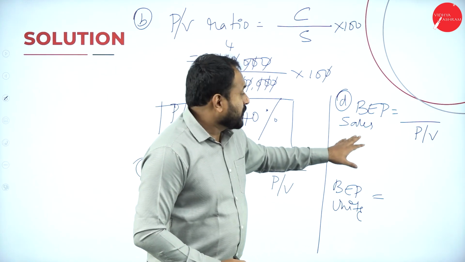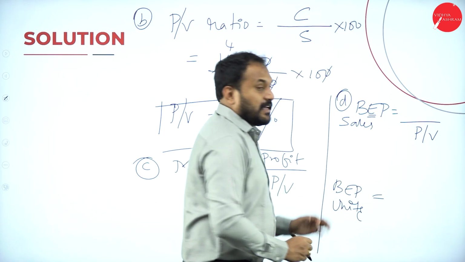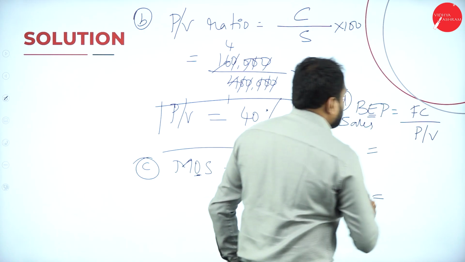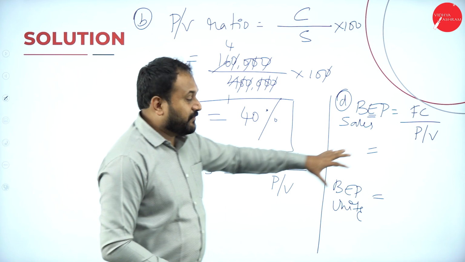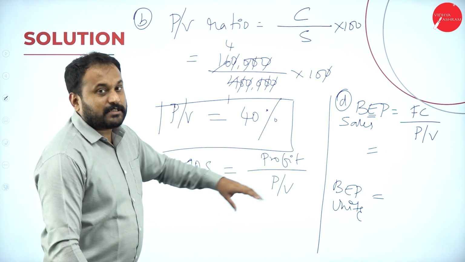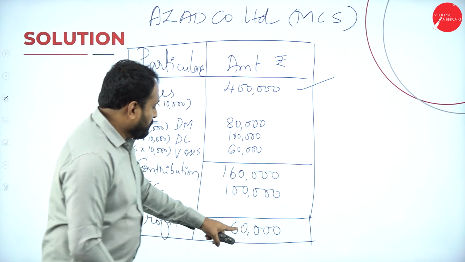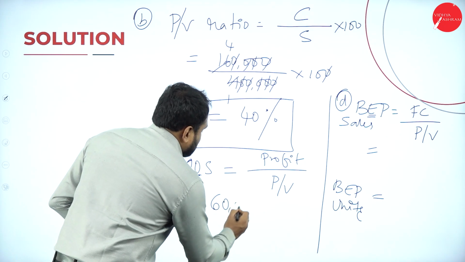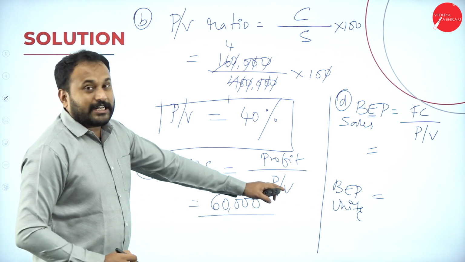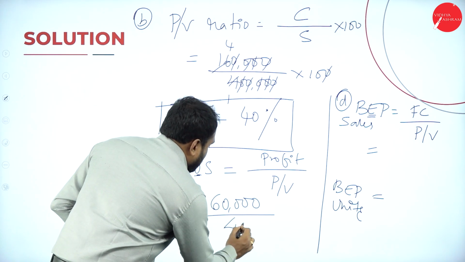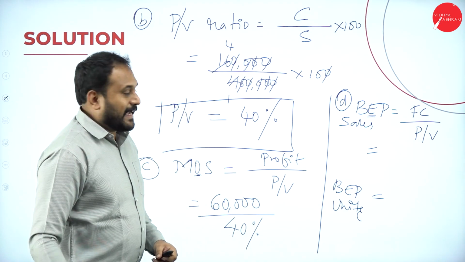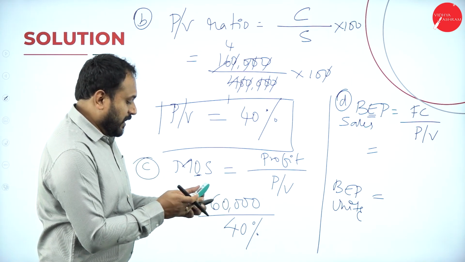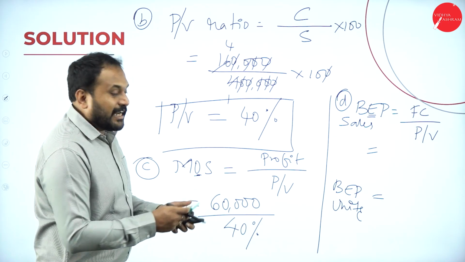In the sales, here the middle alphabet is E. After E what will come? F. F means fixed cost. So I'll write here fixed cost is equal to. Now these things you are supposed to calculate very fast. Now MOS, profit by PV. What is the profit? In the marginal statement we have profit, how much? 60,000. So here I'll write 60,000 divided by what is my PV? PV is 40%, right? So take your calci. 60,000 divided by 40%. So it is 1,50,000.